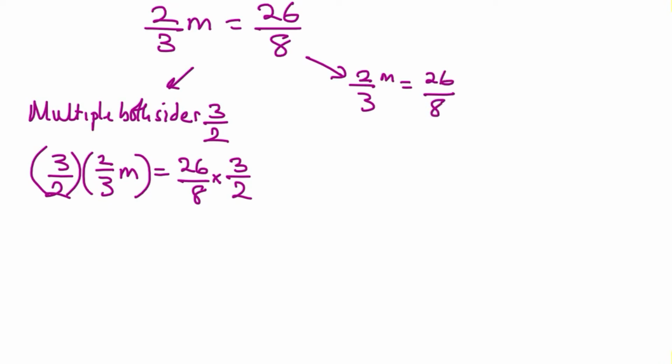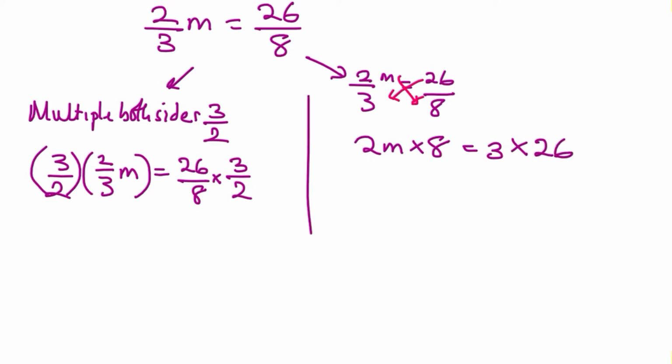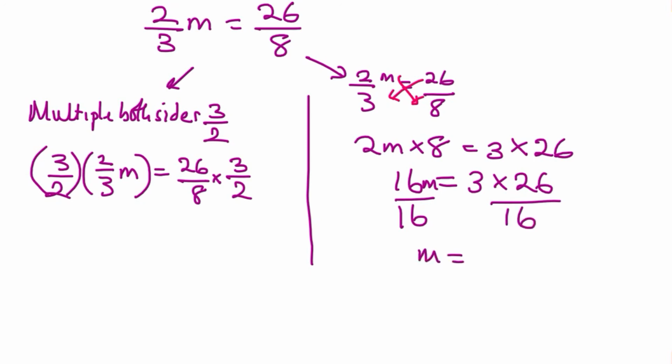So if you cross multiply, your 2 m is going to be multiplied by 8, and on the other side we have our 3 multiplied by 26. So if we move on from there, you should be able to get this to be equal to 16 m, and this side here to be 3 times 26. So if you divide both sides by 16, our m will be equal to, in this case you can divide this by 2, this gives you 13, divide by 2 gives you 8, 3 times 13 gives you 39 over 8, which is positive.